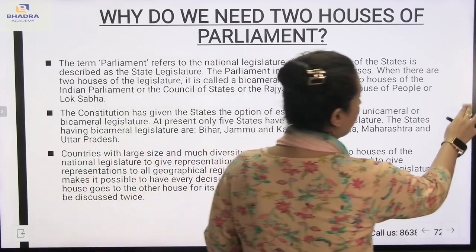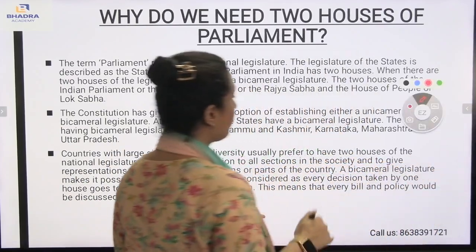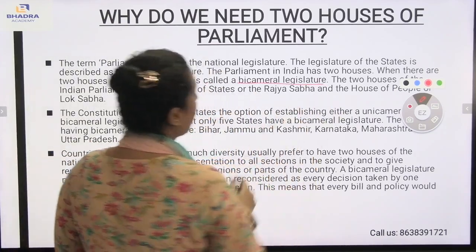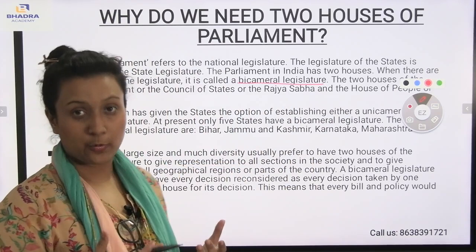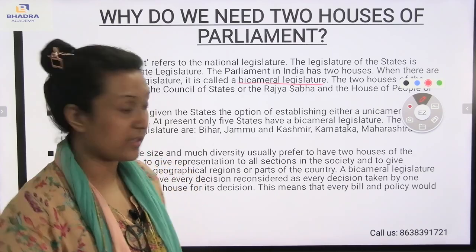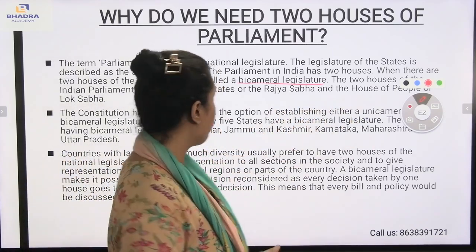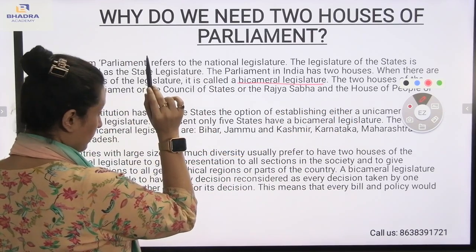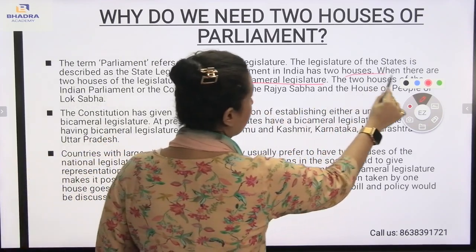Very, very important. There are a total of 5 states which have a bicameral legislature. Here we will be understanding about the bicameral legislature, meaning the two houses. The two houses of the Parliament are considered to be the bicameral legislature. Also, it is known as the House of the People. We will be understanding about the two houses.